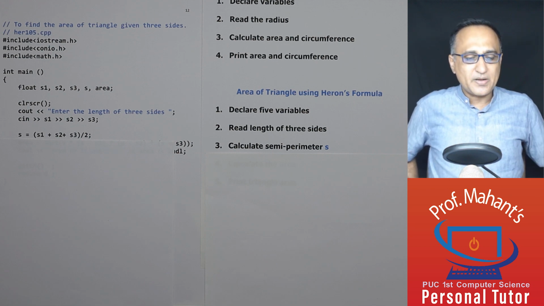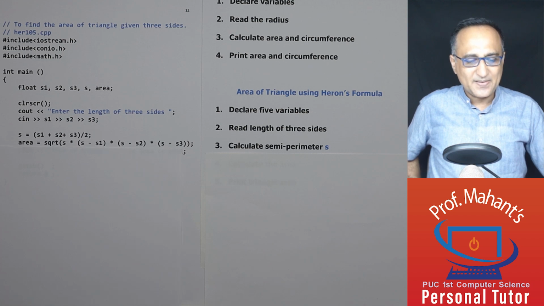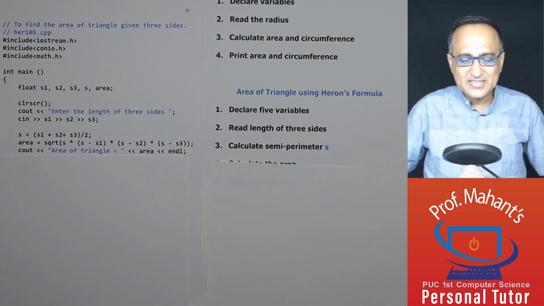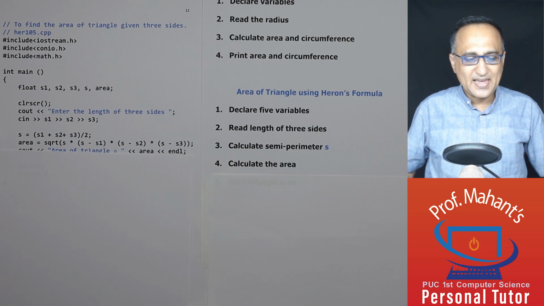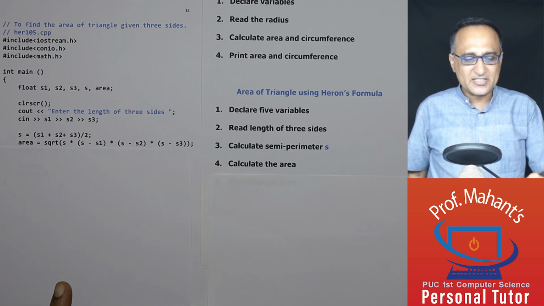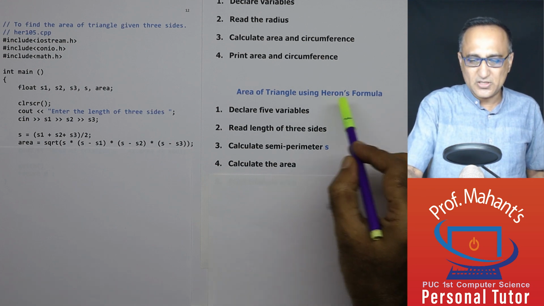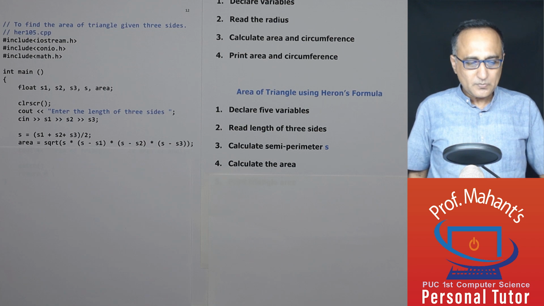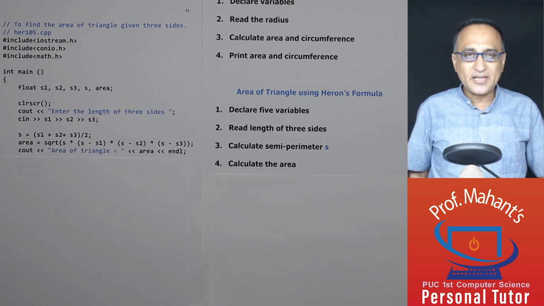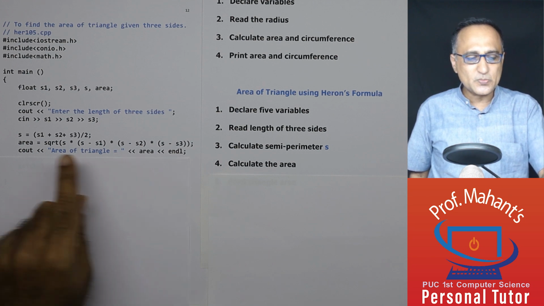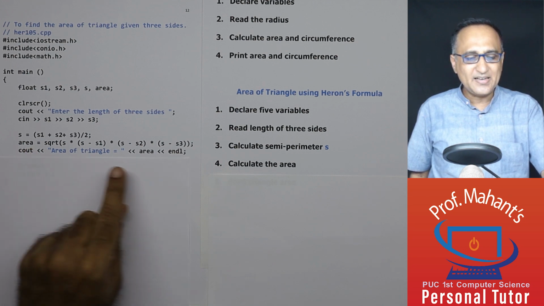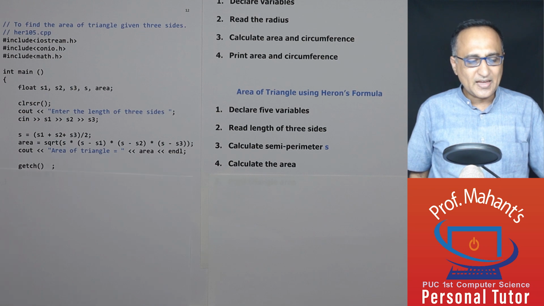Once I calculate the semi-perimeter, my life is quite easy. I can calculate area as the square root of S into S minus S1 into S minus S2 into S minus S3. This is done using Hero's formula. Once I calculate the area, I am going to print out the area of the triangle stored in this particular variable called area. It's going to print on your screen, and then you're going to come out.